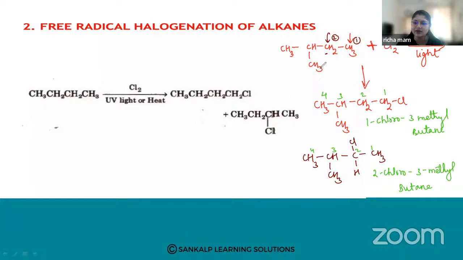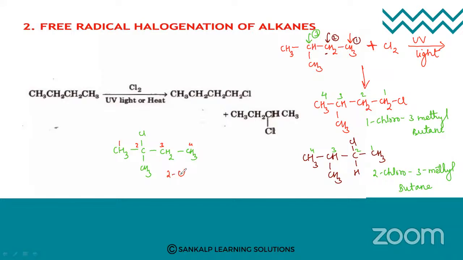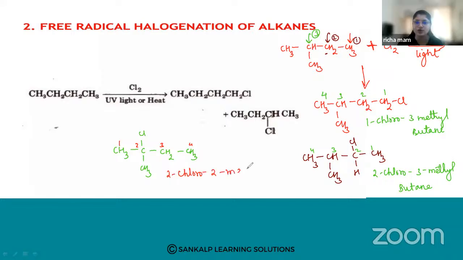Well, the attack can be possible on this carbon. Third possibility. Okay, so CH3, C, Cl, CH3, CH2, and CH3. So give the numbering now. What will be the numbering? 1, 2, 3, 4. Okay, give the name. 2 chloro, 2 methyl butane. Yes, correct. Good.